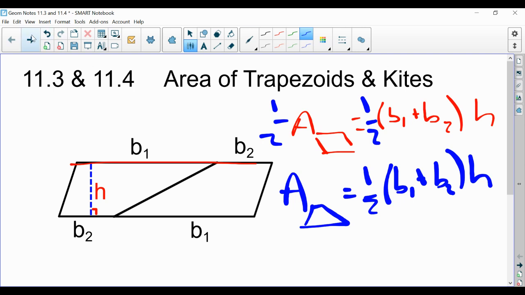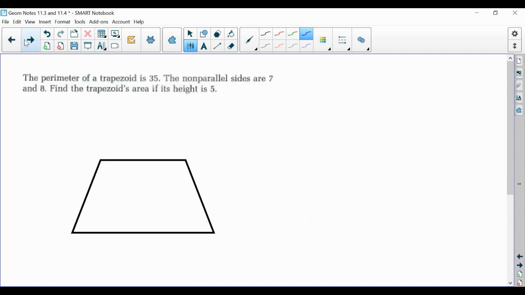Okay, so let's apply that formula here. I'm given that the perimeter of a trapezoid is 35. Now, Smart Notebook only allows me to make isosceles trapezoids without having to do each side individually. So there's nothing in this question that will allow us to assume that the trapezoid is isosceles, but it could be, for all we know. Okay, so we're told that the perimeter is 35, and that the non-parallel sides, the legs, are 7 and 8. Well, now we know for sure that it's not isosceles, but it's close. Find the trapezoid's area if the height is 5.